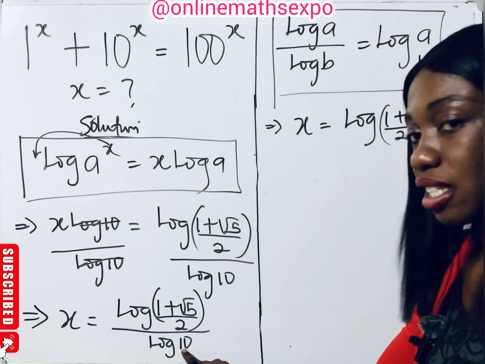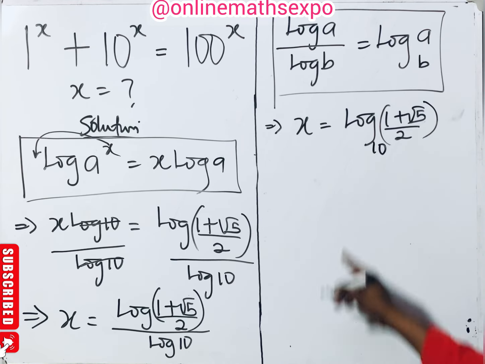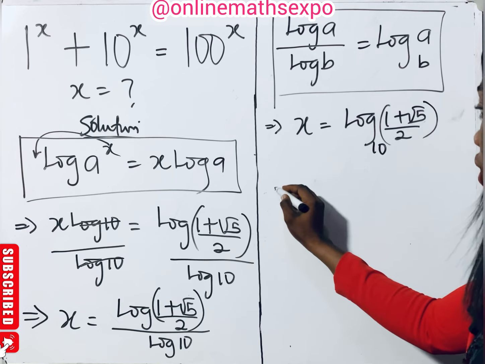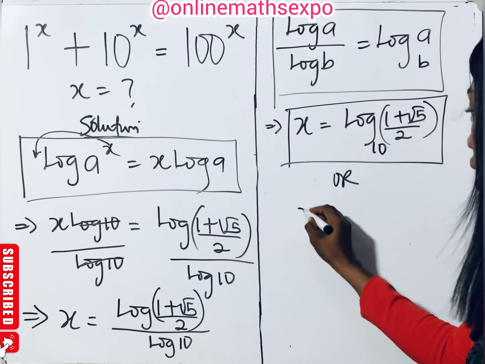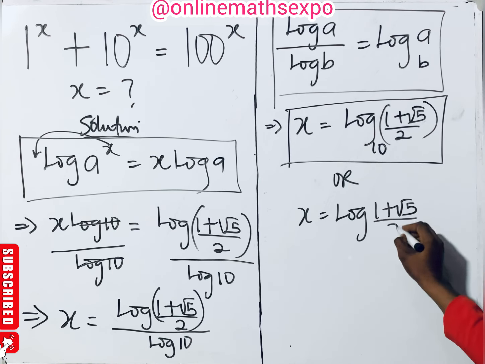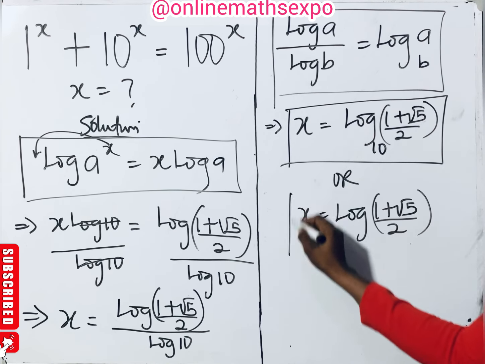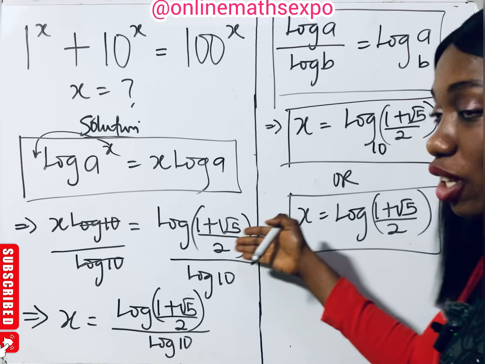Then this 10 is going to serve as the base. So we are going to have this. Did you see it? So we are going to have x as this. You can also leave it as x is equal to log of (1 plus root 5) all over 2, knowing fully well that this is a common log. Now this is for the first value of y.